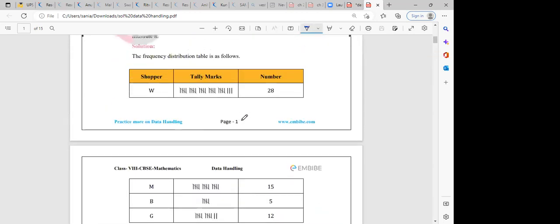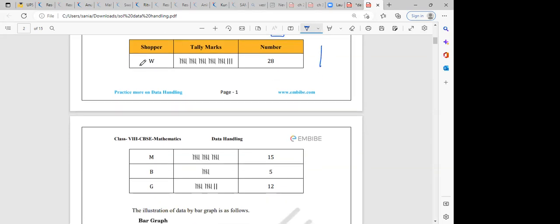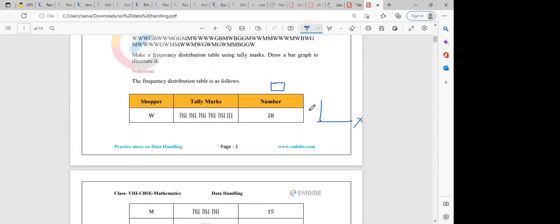Over here you have the bar diagram, the bar graphs, with you. So for example, this is your bar graph. Over here, the shopkeepers you will represent on the x-axis, and the numbers you will represent on the y-axis. Clear? This is how you will draw.